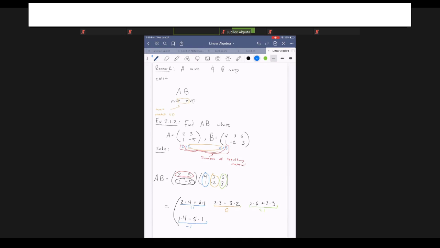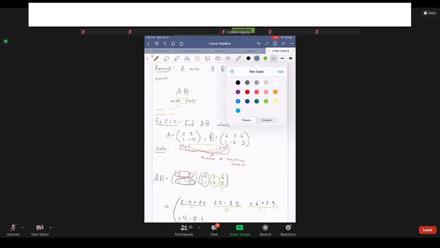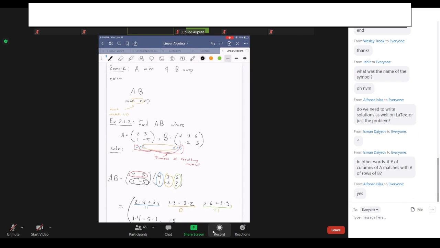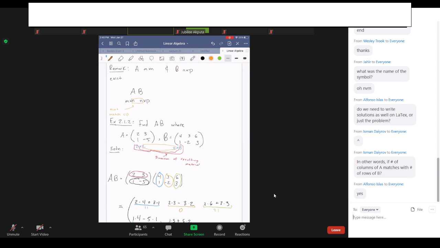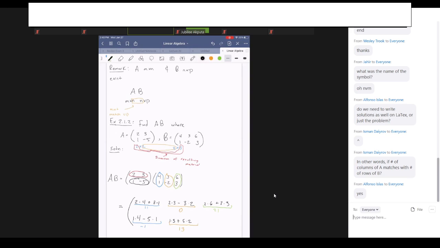Then do the orange one. So it'd be 1 times 3. So minus 5 times minus 2 is plus 10, so it'd be just plus 10. So this becomes 13. And then last but not least, the 1 times 6, and then the minus 5 times 3. And this results in minus 9.